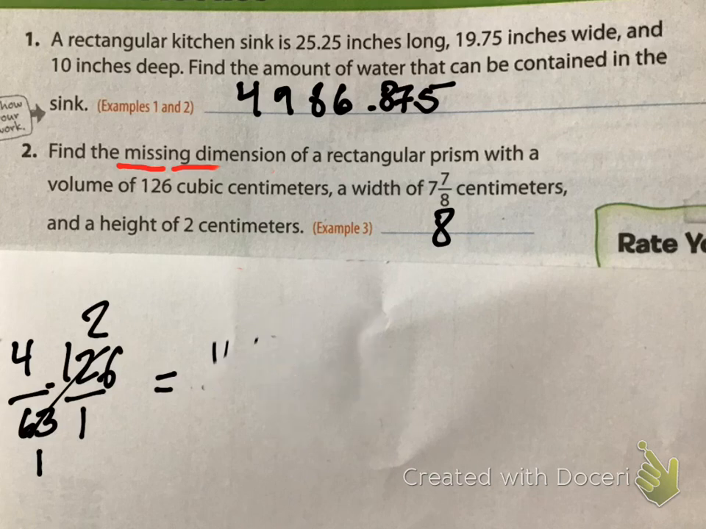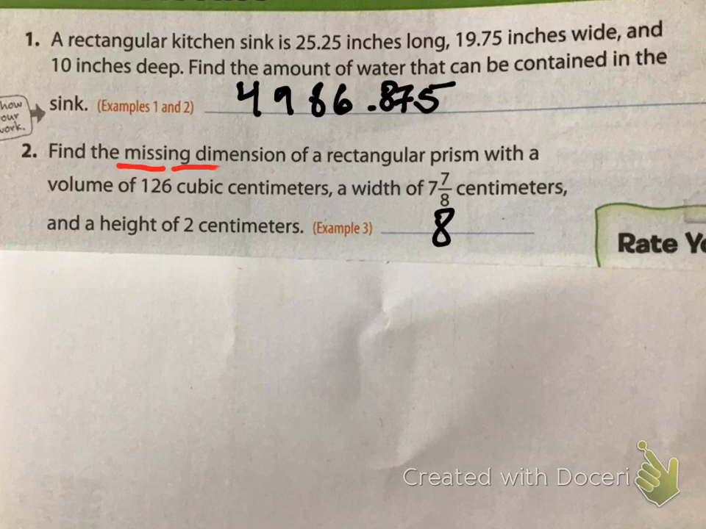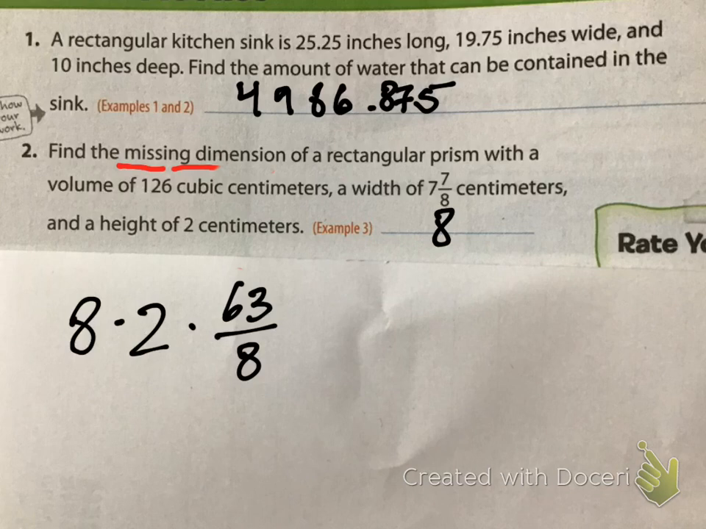The way you check your work for missing dimensions is you just multiply. So I would multiply 8 times 2 times 7 7/8, which we know is 63 eighths. And we need to see if that's equal to 126. Let's cross cancel some stuff. I get an 8 right up here at the top, so I'm going to get rid of that 8, and I'm going to get rid of that 8. So it just becomes 2 times 63. Is 2 times 63 126?